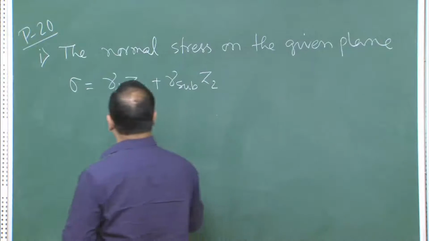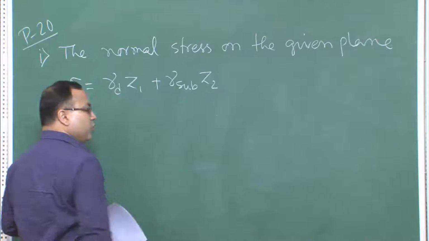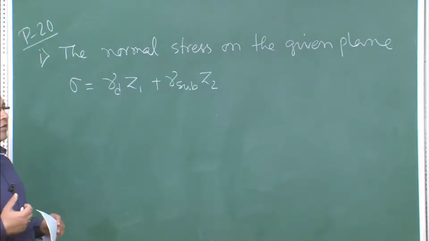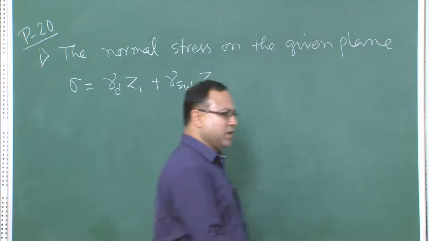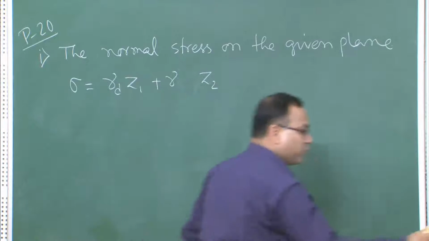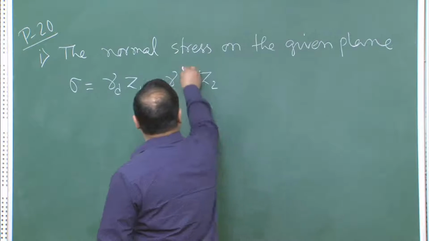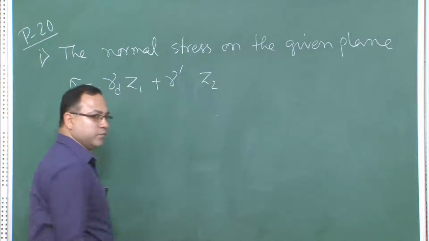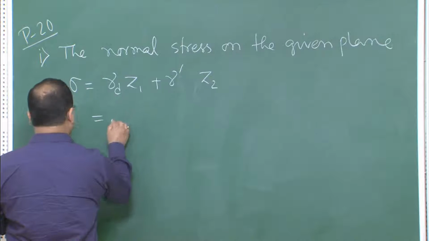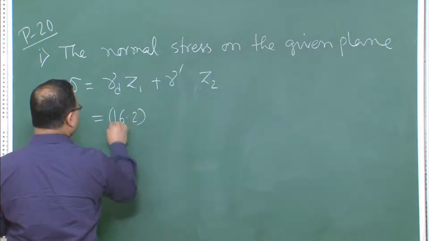So, above the water table, what is the unit weight? That is gamma D, and below the water table you have the unit weight as gamma submerged. I am writing gamma submerged as gamma prime, of course. I should not mix up the notation. So, gamma prime Z2, right. If you put the values here, you will be getting 16.2.